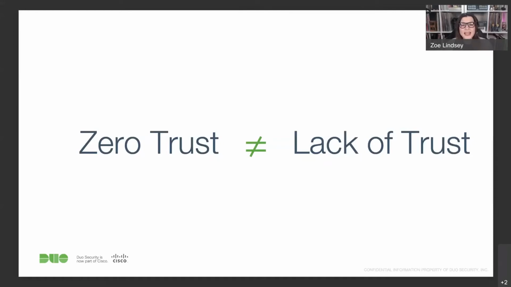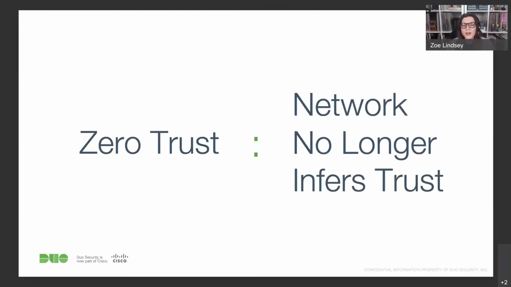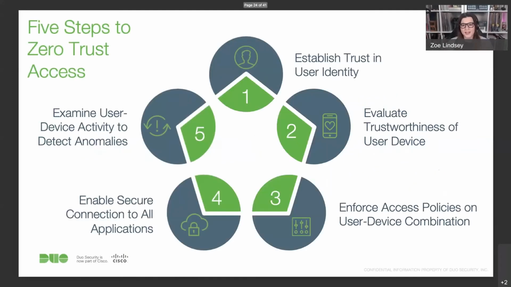So zero trust does not mean a lack of trust. Zero trust does not mean that you look sideways at your users, give them the stink eye every day when they're coming in. Instead, it means that the network no longer infers trust. We establish it each time that a user connects. So what this means at the point of access is not only are we validating that user through a strong second factor through MFA, but we are also looking at the other elements of that access attempt.